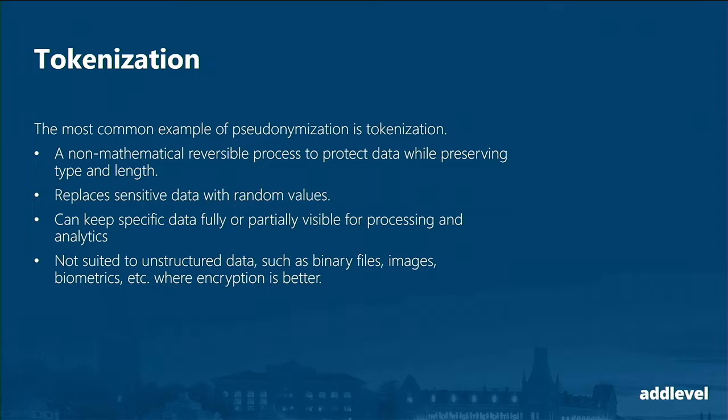So it's a non-mathematical, non-reversible process where you just use randomized numbers basically to replace sensitive data. That's tokenization in its simplest form. We can use it to data mask. So we can show just parts of a token, for example, just the last 4 digits of a Swedish person number or a credit card or whatever. It's not that well suited, though, to unstructured data, such as binary files, images, large text documents, and so on. So there we need to look at other types of solutions.